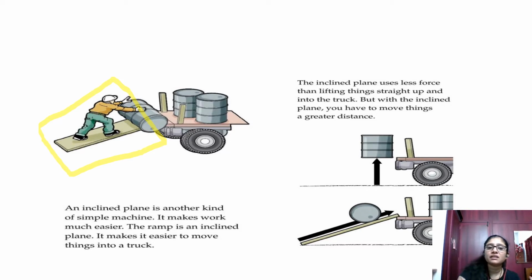So why do you think the ramp is a simple machine? That is because, for example, when you are moving a big heavy object, you have to put it into a truck. Imagine there is a truck, and you want to take a big barrel, like this man is holding a barrel here, you can see. If you want to hold this barrel and put it into the truck, how do you think you can put it on your shoulders and then put it back into the truck?